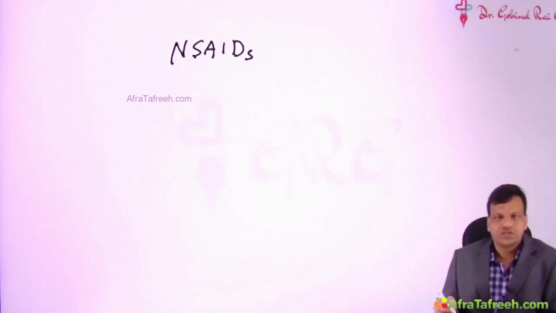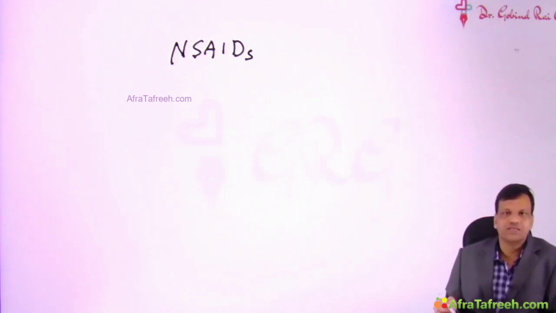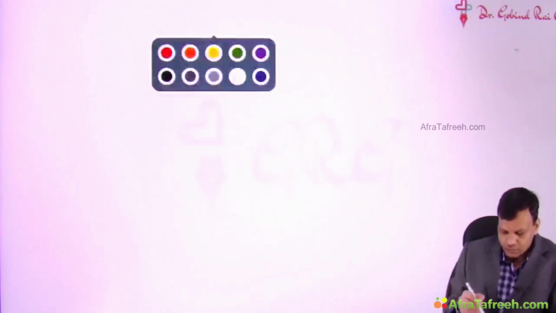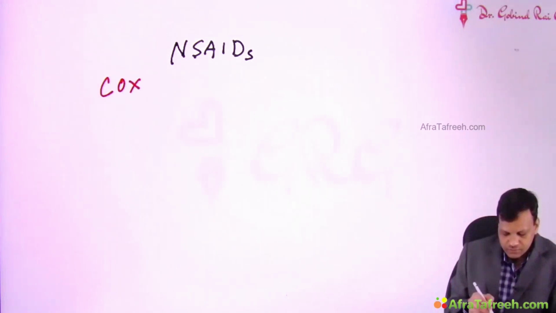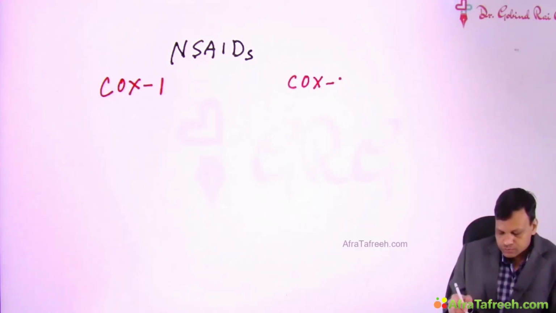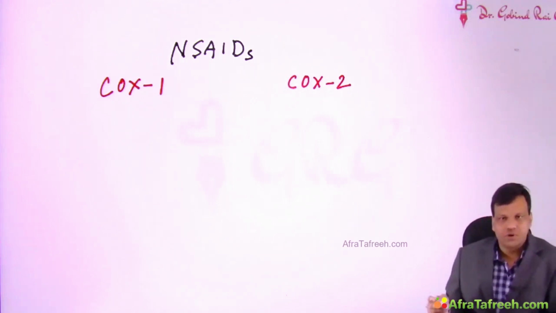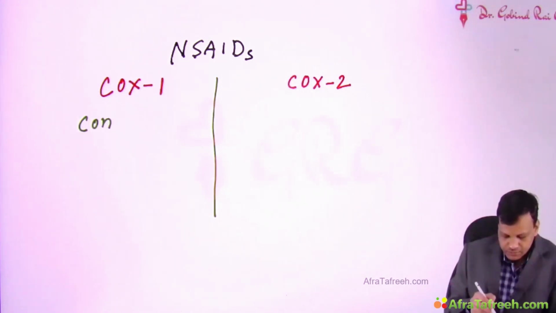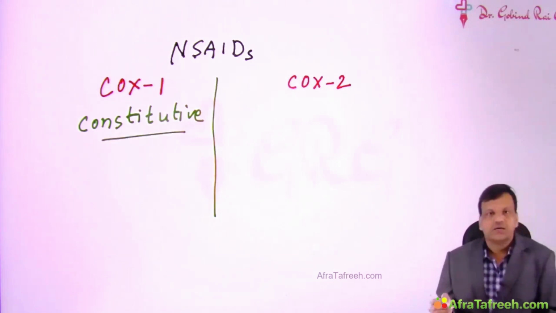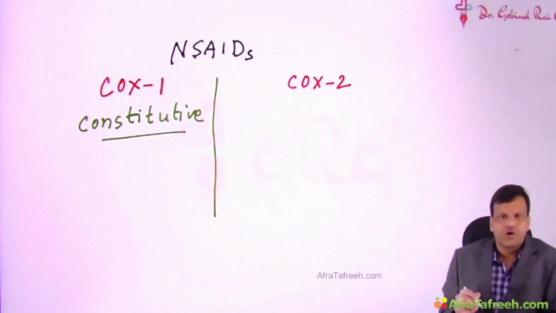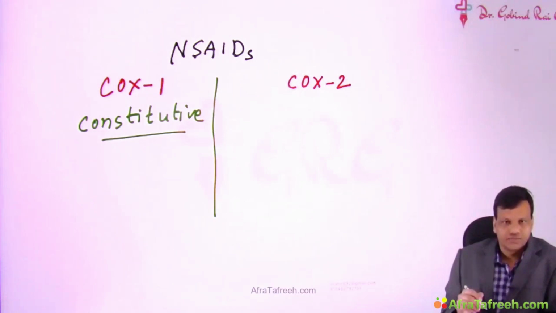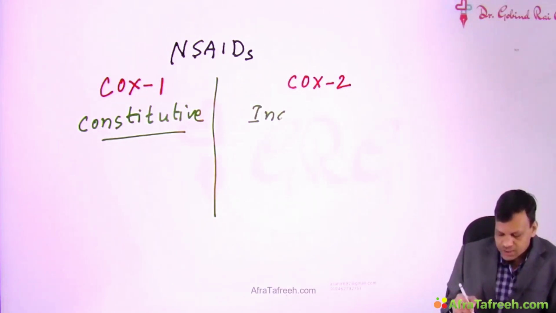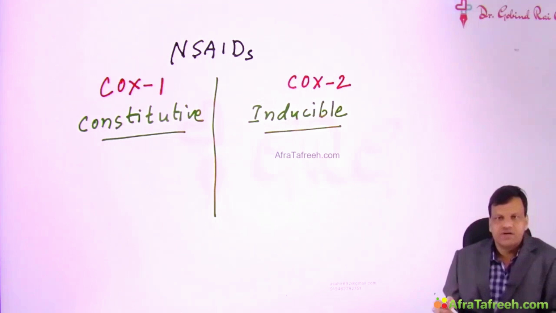Now we discussed that non-steroidal anti-inflammatory drugs act by inhibiting the cyclooxygenase enzyme, and we have two types of cyclooxygenase enzyme, COX-1 and COX-2. The basic difference between the two is important to remember. COX-1 is a constitutive enzyme or housekeeping enzyme. The meaning of this is the prostaglandins which are normally required in the body are produced by COX-1. Whereas COX-2 is an inducible enzyme.